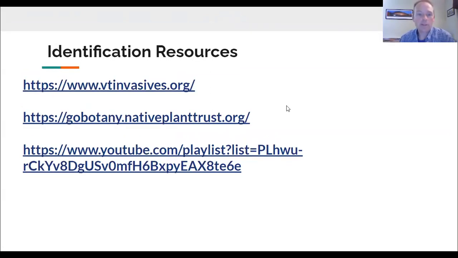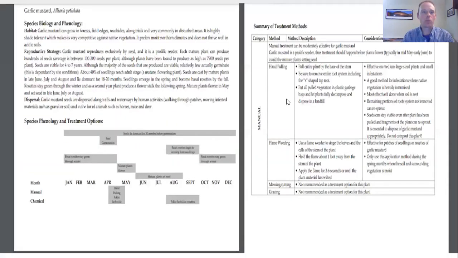We wanted to make you aware of some identification resources and information about removal options that are out there. If you go to vtinvasives.org and find the species you're interested in, there's all kinds of information on there about removal. In fact, if you pull up the management options tab, you'll see this page, and it gives you all the information you might want to know about both manual removal options and chemical removal options and timing on those plants.